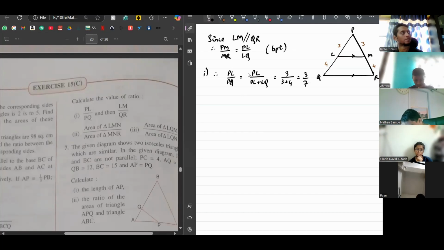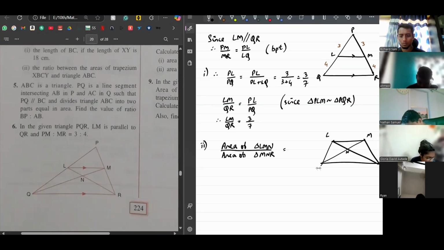See how I've written it? PL upon PQ. What is PQ? 7. How do we get 7? It is PL plus LQ. So just write it. PL plus LQ. That's how 3 plus 4 is 7. Okay, did you finish the first question? Now, second one, they're asking area of LMN upon area of MNR. MNR is here.